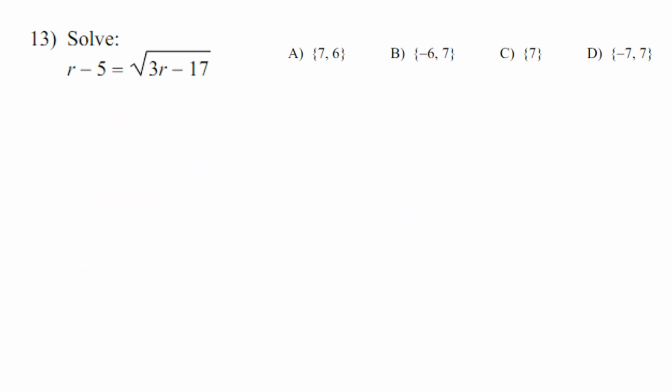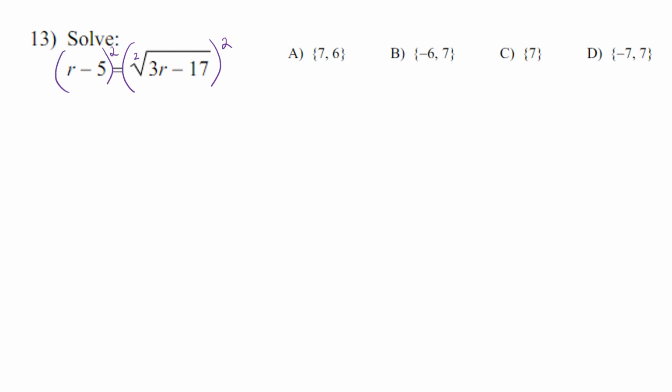All right, number 13. Again, if your brain falls out and you forget, by all means, substitute back in. In this example, we've got r minus 5 equaling the square root of 3r minus 17. That is a square root, so I'm going to raise both sides to the power of 2 to undo it.